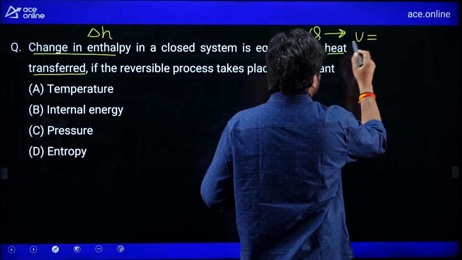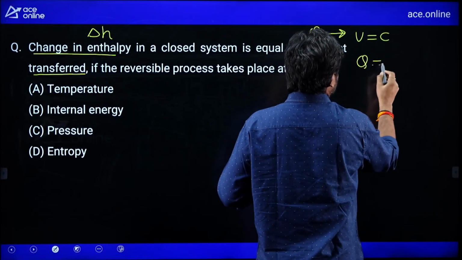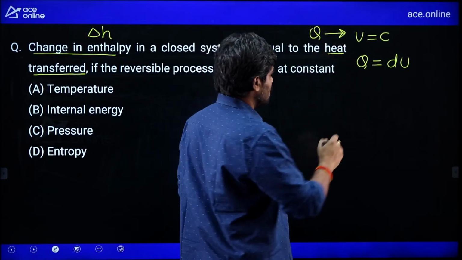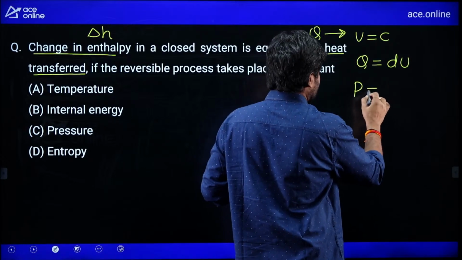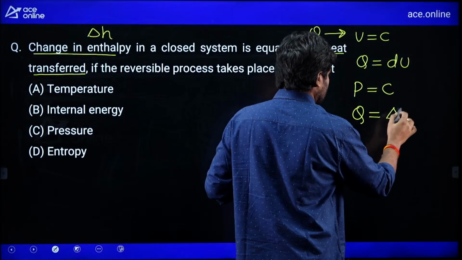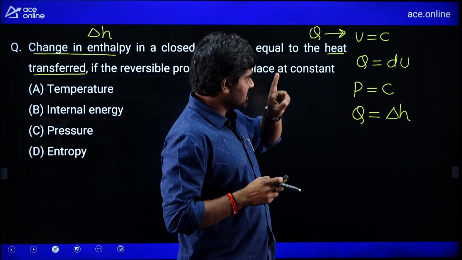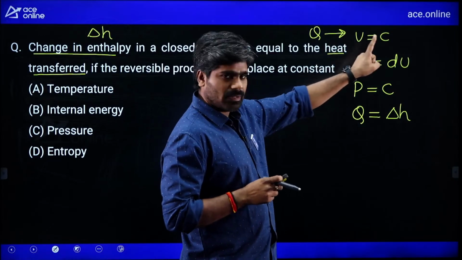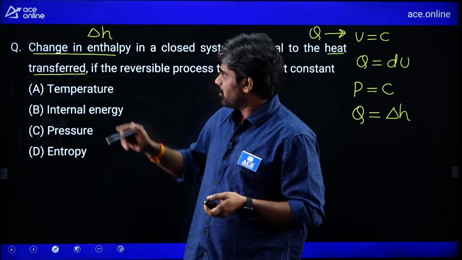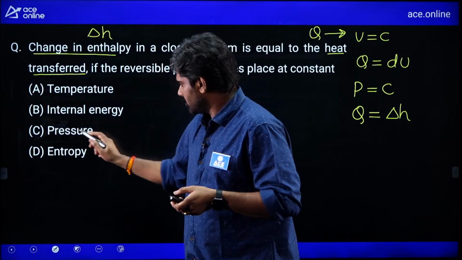At a constant volume process, heat transferred is the change in internal energy. At constant pressure, heat transferred is equal to change in enthalpy. In a closed system, these relations are valid for closed systems only. Constant volume heat transfer, change in internal energy; constant pressure heat transfer, change in enthalpy.